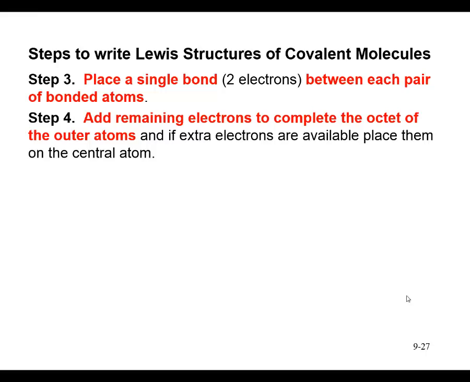Okay. Now, a few things to remember, though, when I'm placing extra electrons. Hydrogen atoms in my Lewis structure should only have 2 electrons when bonded, so don't try to give them any more than the first 2 they need for that first bond.